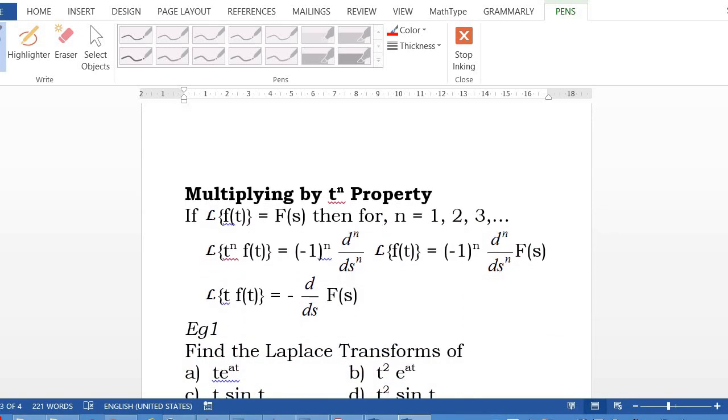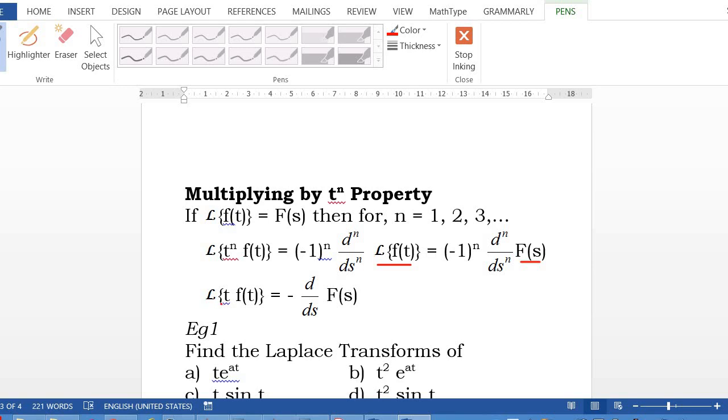Okay, the third property is the multiplying by t to the power n property. Again, if the Laplace transform for f(t) is F(s), then for positive integer n values, 1, 2, 3, and so on, the Laplace transform for t^n f(t) will be negative 1 to the power n, d^n/ds^n of the Laplace transform for f(t), which is F(s). So the Laplace transform for t^n f(t) is actually (-1)^n d^n/ds^n F(s), where F(s) is actually the Laplace transform for f(t).